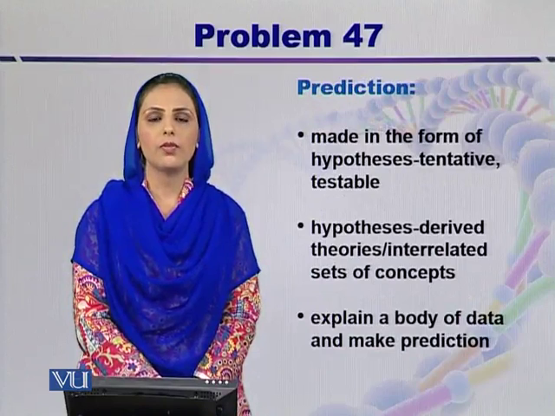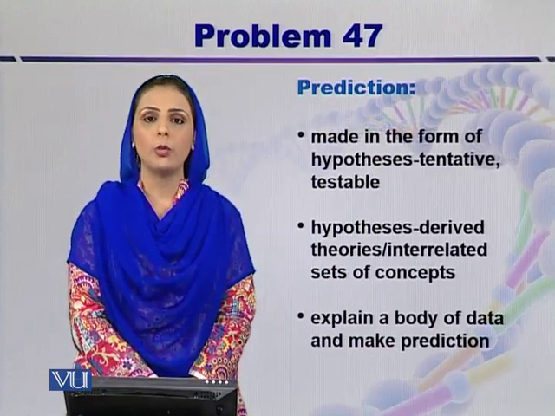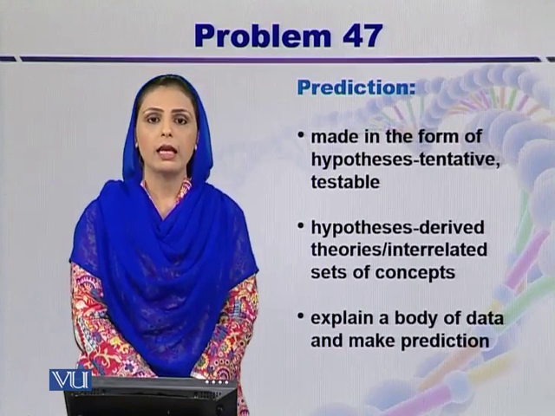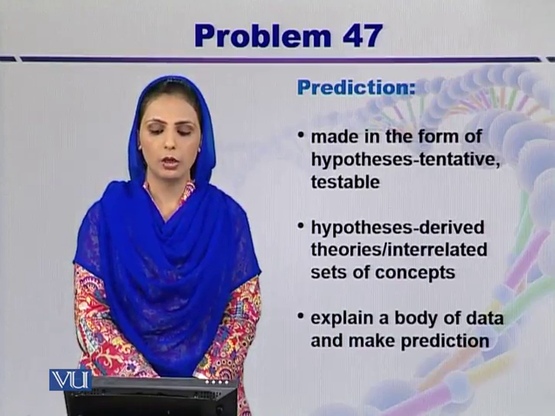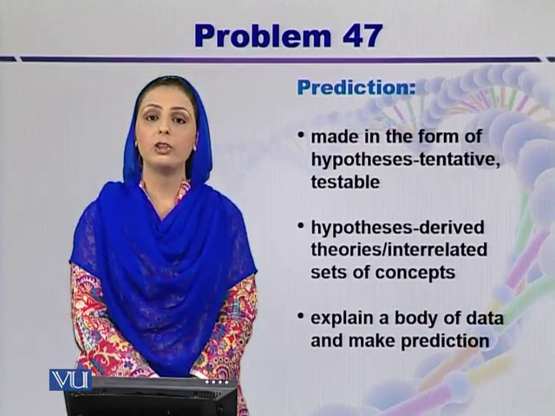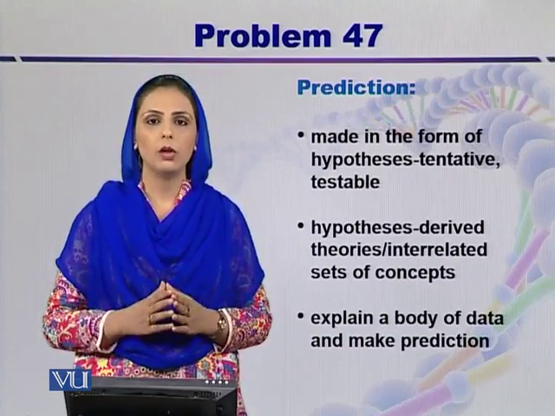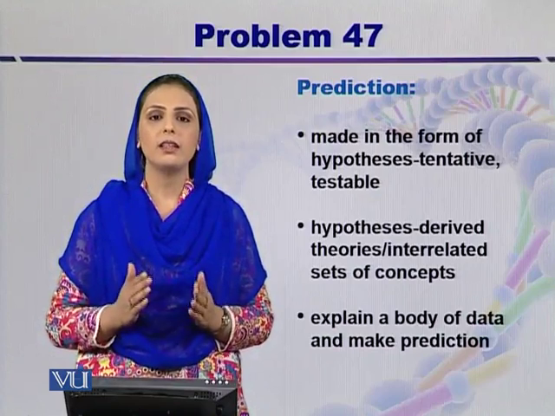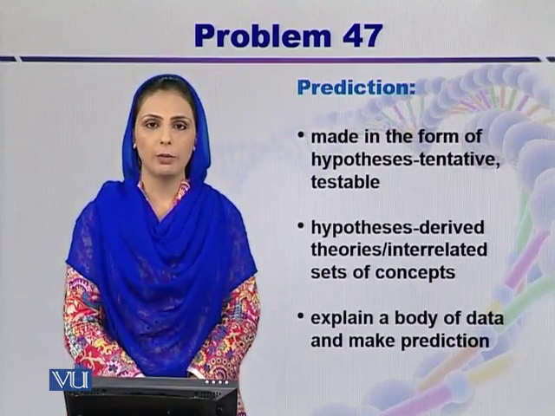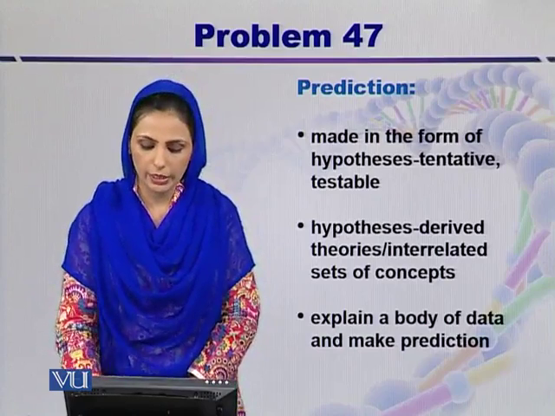Let's talk about the second goal of scientific research, that is prediction. It comes after description. Prediction is basically in the form of a hypothesis. There are two forms of hypothesis, null hypothesis or alternative hypothesis. Whether the type of hypothesis is null or alternative, keep in mind that for prediction, hypothesis is very important. It should be tentative and testable. Hypotheses are derived from theories and involve an interrelated set of concepts. So there is interrelation between the concepts that must be observable. Then, in order to prove our hypothesis, we have to explain a body of data, and after explanation we can go towards prediction.